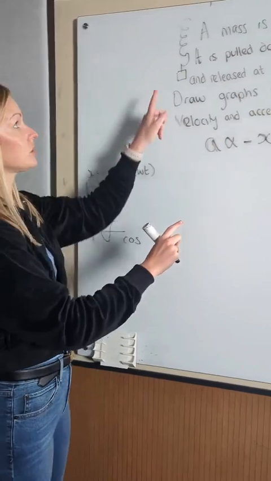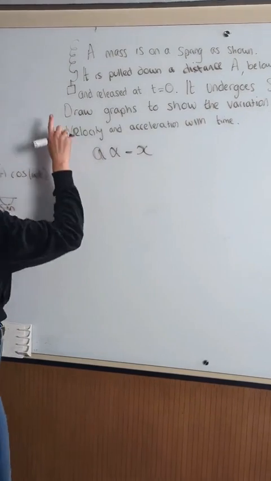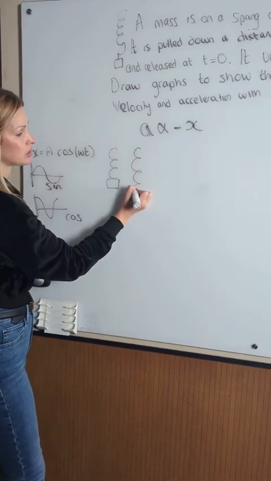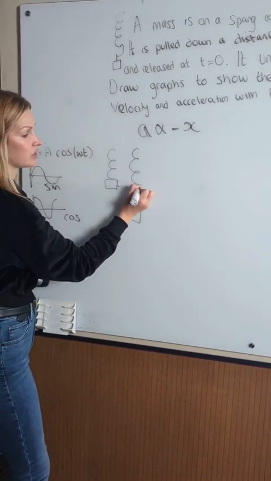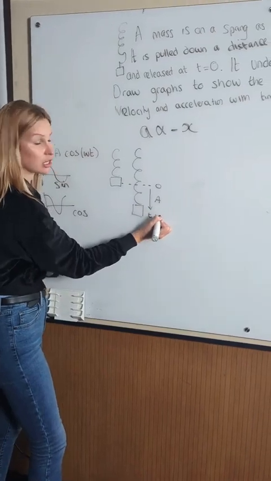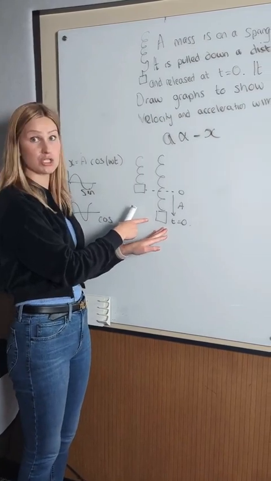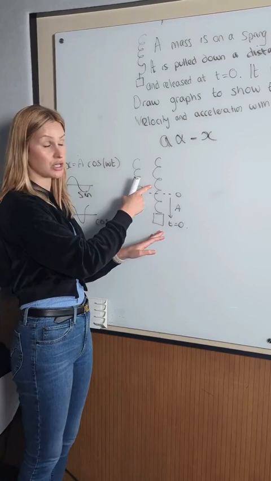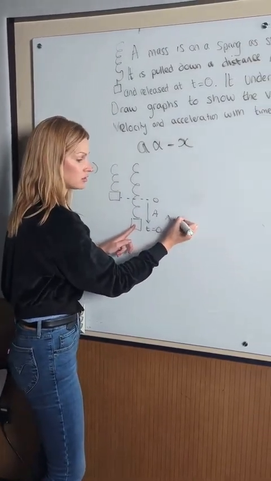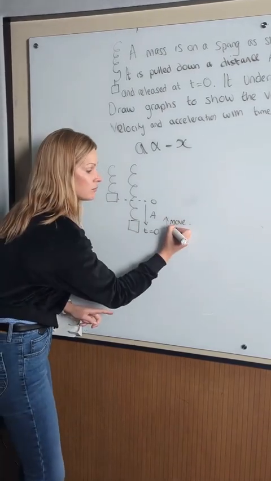Okay? So again, what I have is a spring, and it says it's pulled down a distance a. So I'm just going to sketch that. Here's my spring in its natural form, and what we're doing is we're pulling it down a distance a. So there is my equilibrium position, and I pulled it down a distance a, and that's when I'm starting my timer. So I have to think about what's the first thing the spring is going to do. The first thing it's going to do is try to move upwards. And I know upwards is positive.